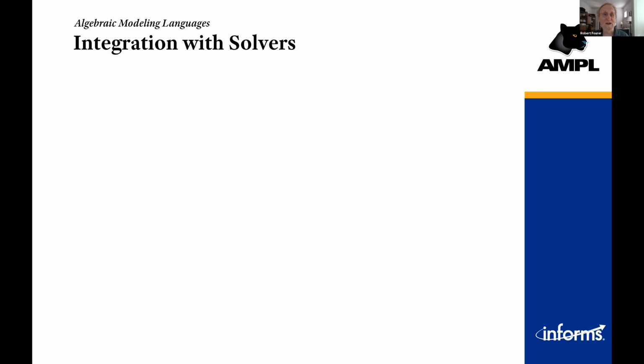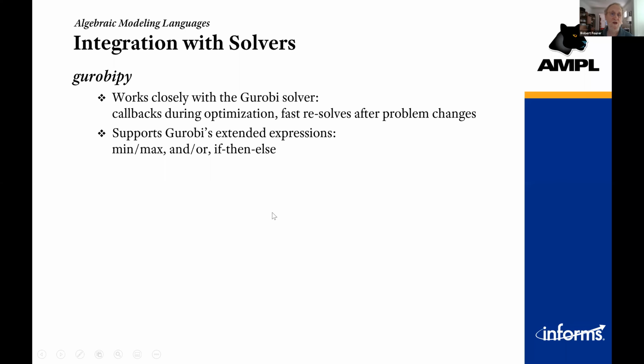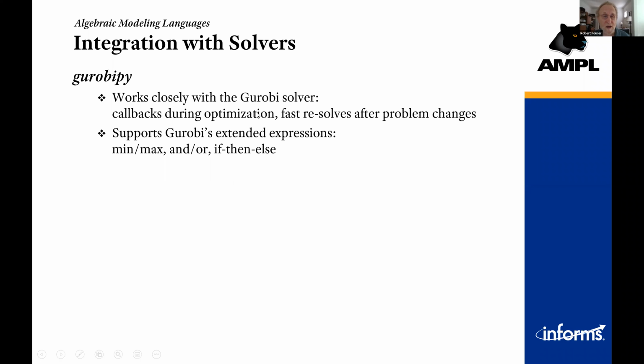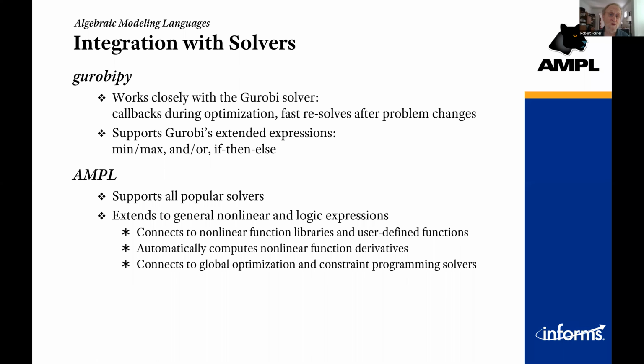And what about integration with solvers? Well, Gurobi Pi worked closely with the Gurobi solver. So this particular kind of executable approach is great for exploiting a particular solver if you know you want it. Whereas AMPL supports all popular solvers, and it extends to things beyond any particular solver. So Gurobi is a linear quadratic solver, but AMPL extends to nonlinear solvers more generally. It extends both to local nonlinear solvers and global nonlinear solvers, which work very differently. And so it has this broader solver support as opposed to specialized solver support.